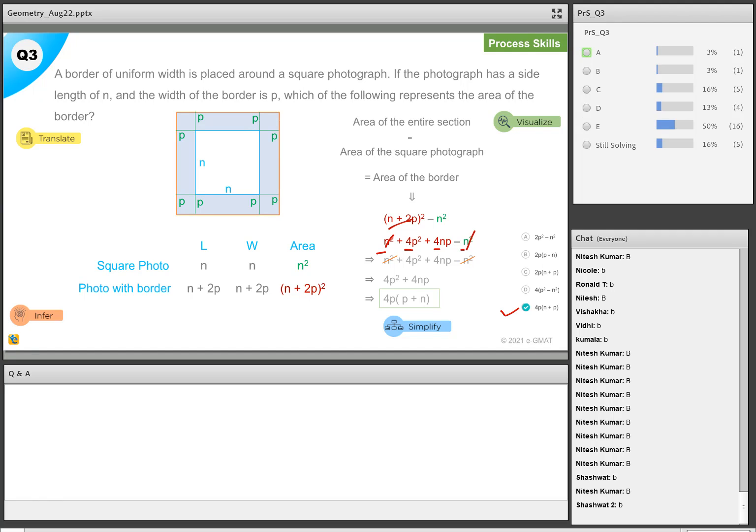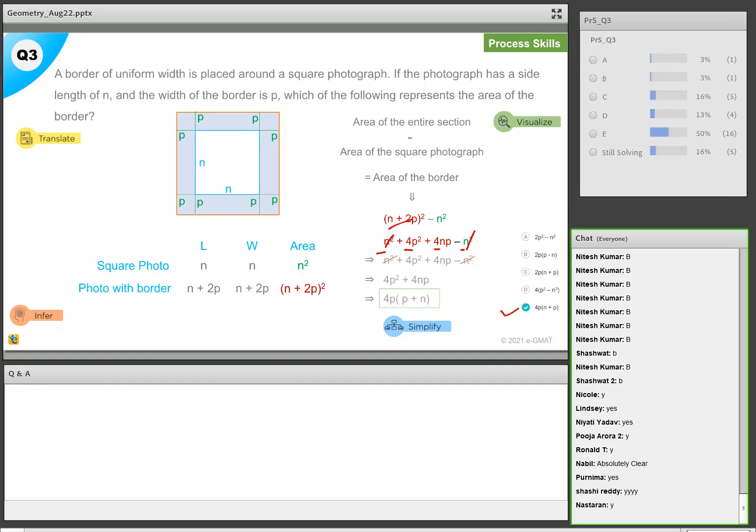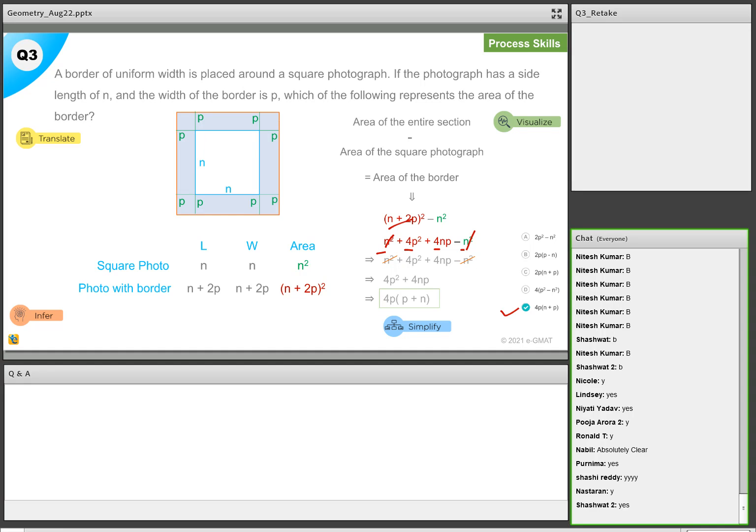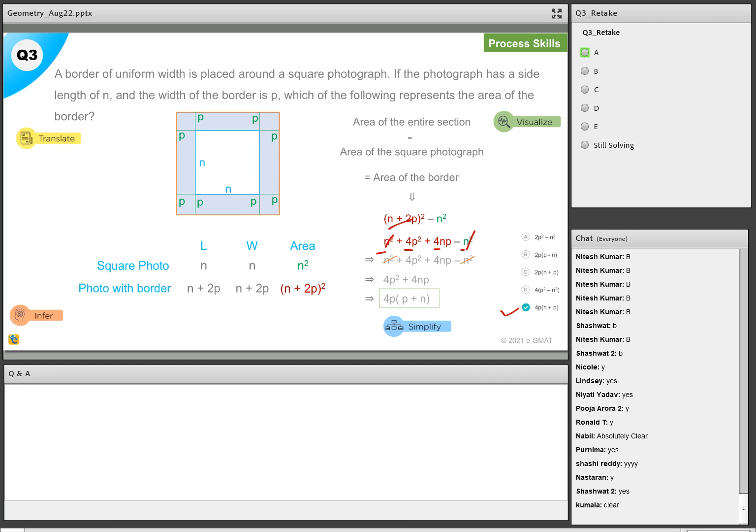So we have to simplify to reach the final answer. Tell me, is the solution clear to all of you? Perfectly clear. That is very good to hear. Okay, now that this question is perfectly clear to all of you, let's then move on to the last question. And I want all of you to get this one right. I'm really hoping for a good response.